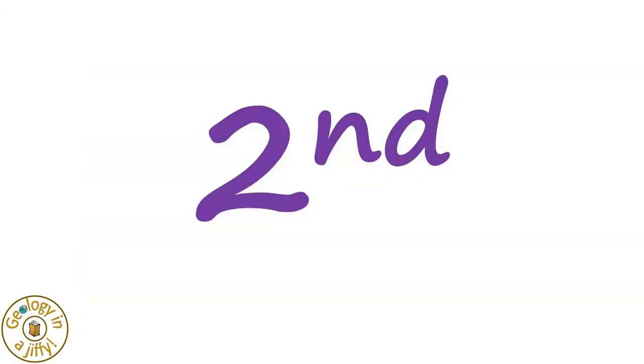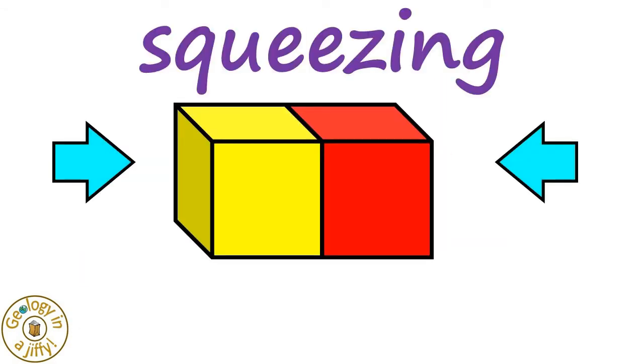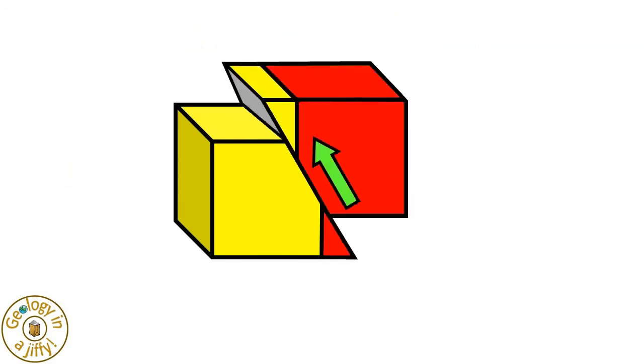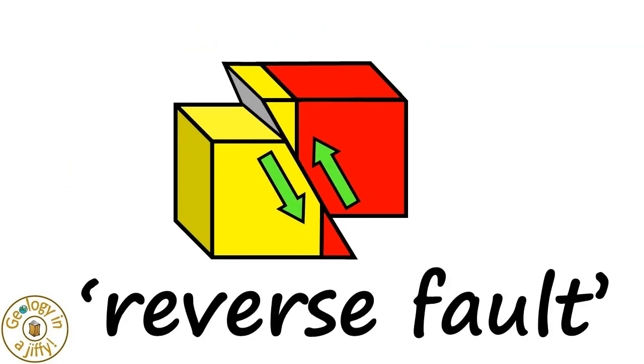The second type of fault happens when rocks are squeezed together, causing one block to move upwards in relation to the other block, creating a reverse fault, such as in this photo, where the rocks to the right have moved upwards compared to the rocks on the left.